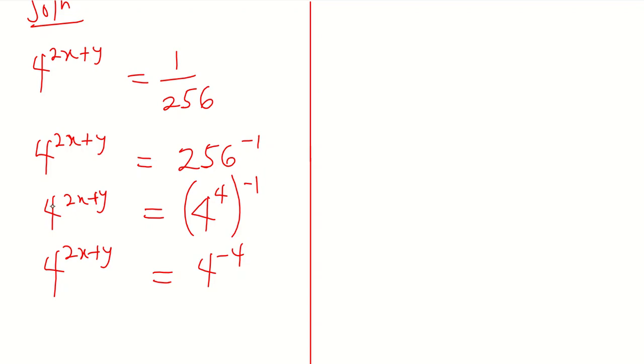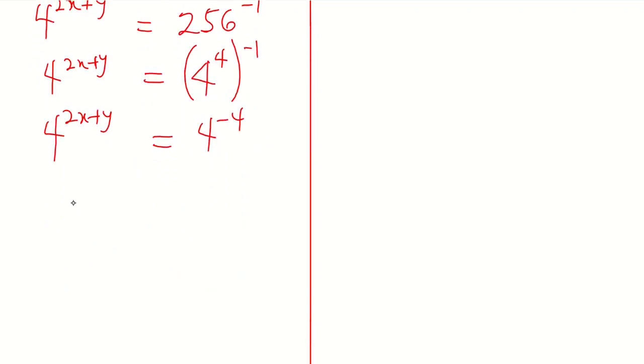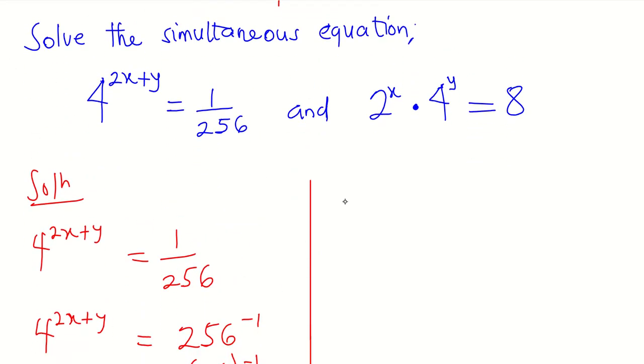At this instance, we can see that the bases are the same, and so we equate the exponents. That becomes 2x plus y, which is equal to minus 4. Now in this instance, we can label this as equation 1. Now let's tackle the next equation. Now the next one we have 2 exponent x multiplied by 4 exponent y.